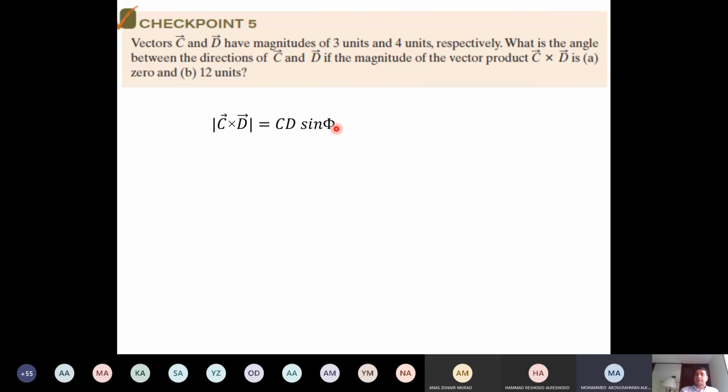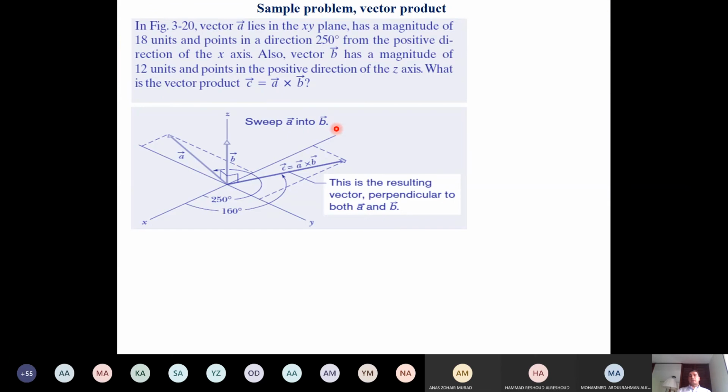90. Yeah, so these are the two choices we have. And if it was minus 12, they ask, similar to checkpoint 4, then the angle is going to be 270, because sine 270 is minus 1.